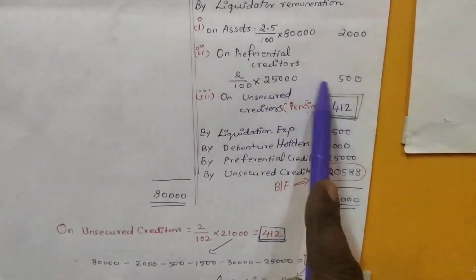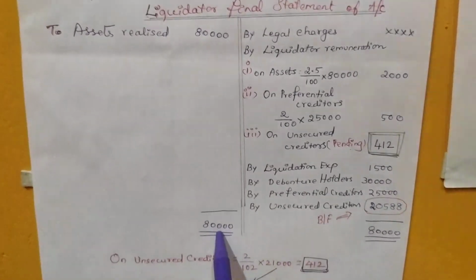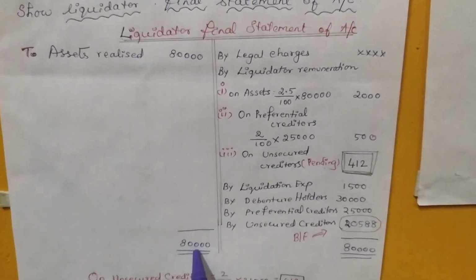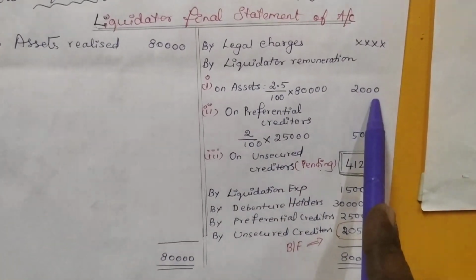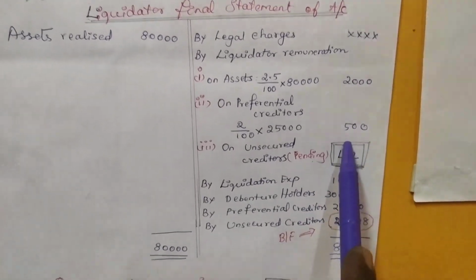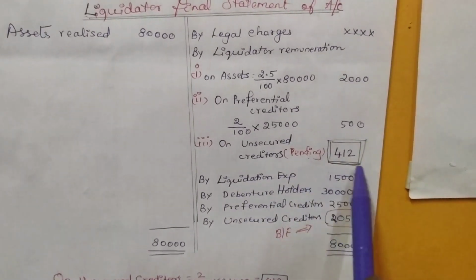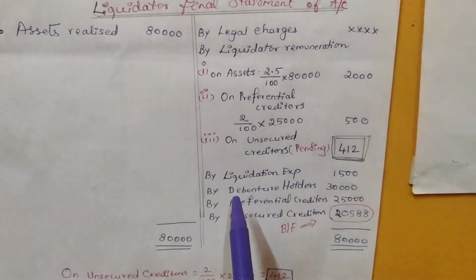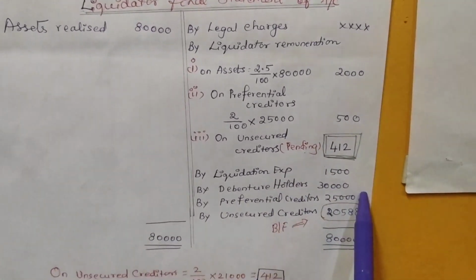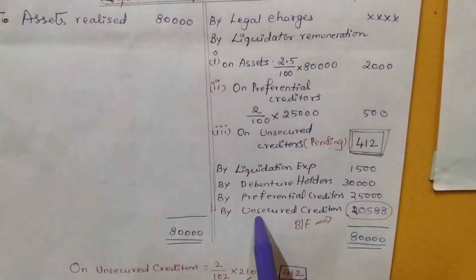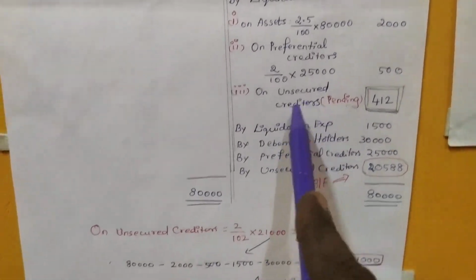What is the amount paid to unsecured creditor? See, the amount realized is how much? 80,000. After this, you have to pay 2,000 liquidator remuneration, 500 liquidator remuneration, liquidation expenses 1,500, debenture holders 30,000, preferential creditors 20,000. After that only you will pay to unsecured creditor. So what is the amount to be paid?